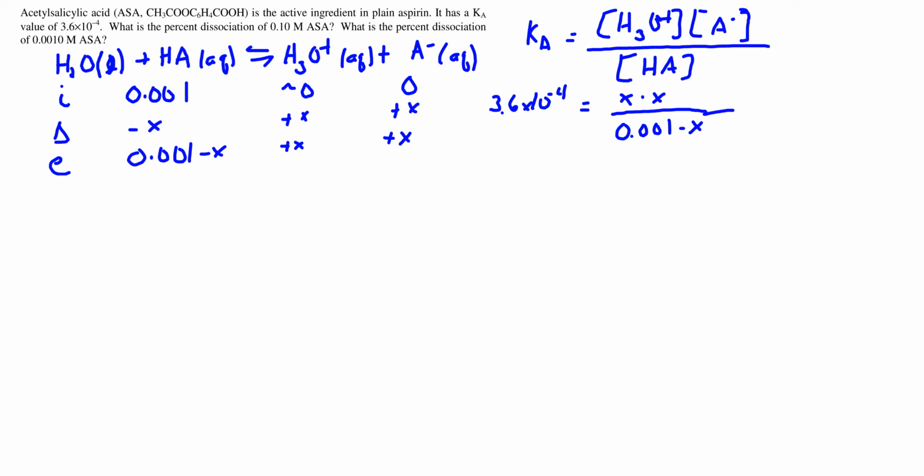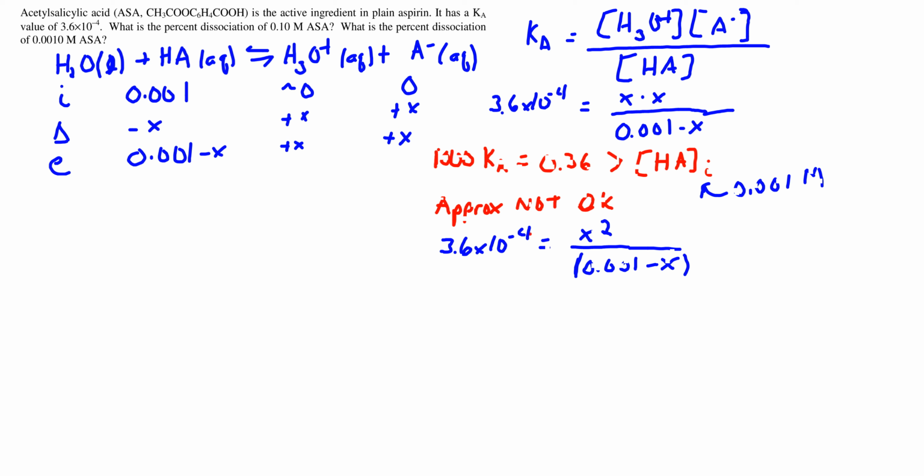Okay, here we're set up for the second problem, part B. Our ICE table is essentially the same, only we have a smaller concentration of the HA to start. So when we test our approximation, we're not going to be able to make the approximation, but I'm going to show you the math anyway. Alright, so we've multiplied Ka by 1000, and as expected, we see it is larger than our initial concentration of our acid, 0.01 molar, so our approximation is not okay. We're going to have to go through and solve this via the quadratic equation.